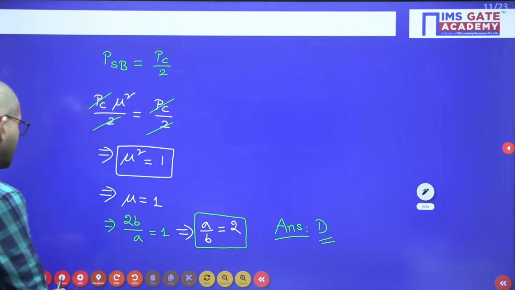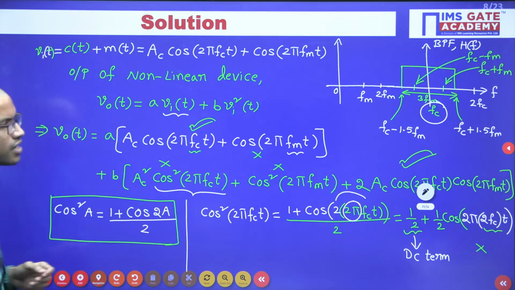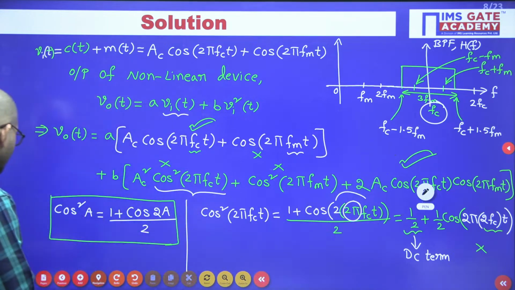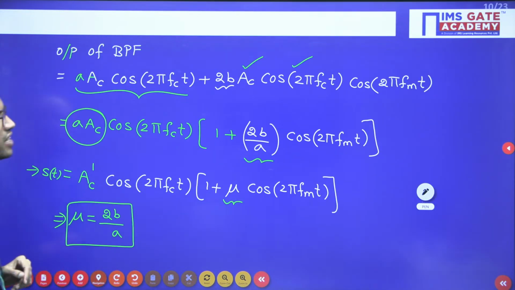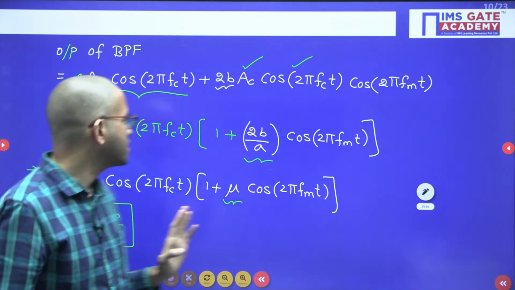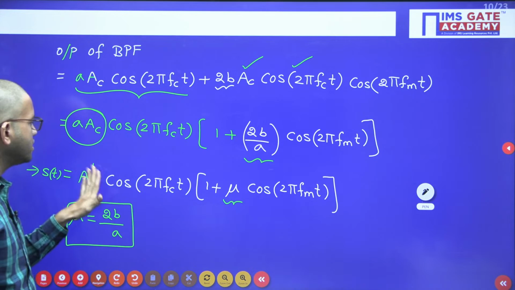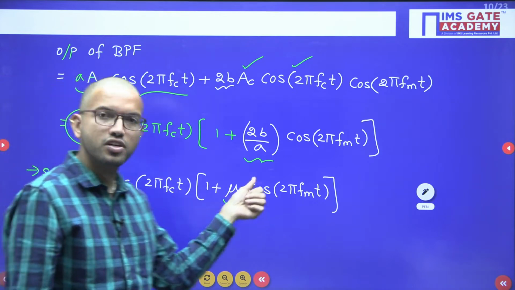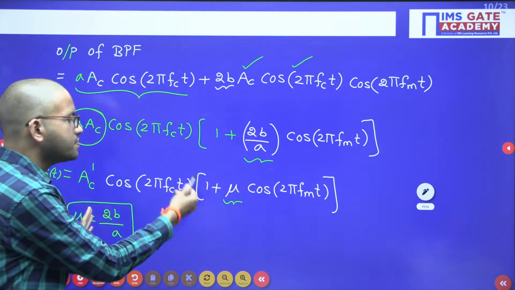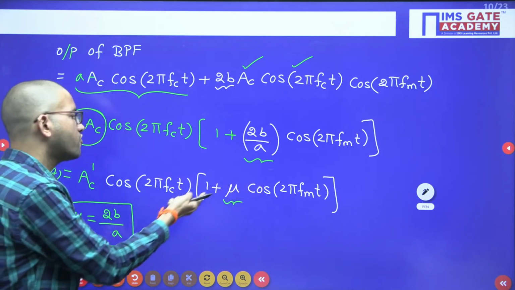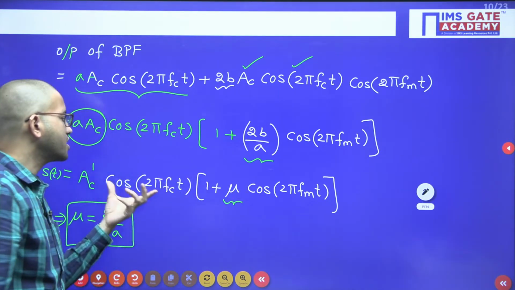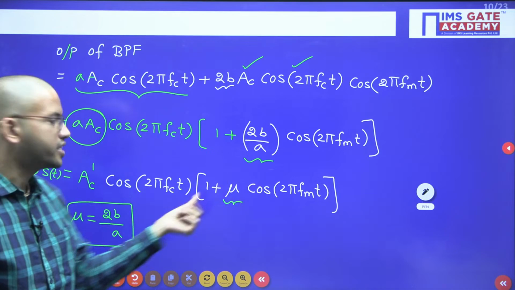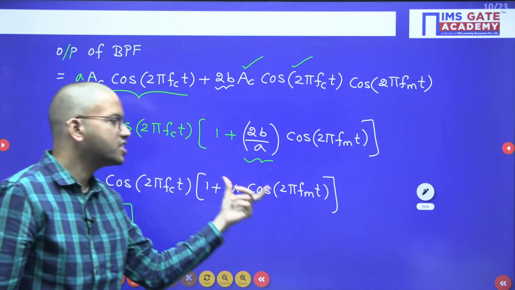Earlier I gave one hint, whether the last term is going to be allowed by the band pass filter or not. One more hint: whenever you have an AM signal, it looks like this, Ac cos 2 pi fc t into 1 plus mu cos 2 pi fm t. When you multiply this term individually with these two terms, from the first term you get the carrier signal Ac cos 2 pi fc t, and another term, mu Ac cos 2 pi fc t into cos 2 pi fm t.